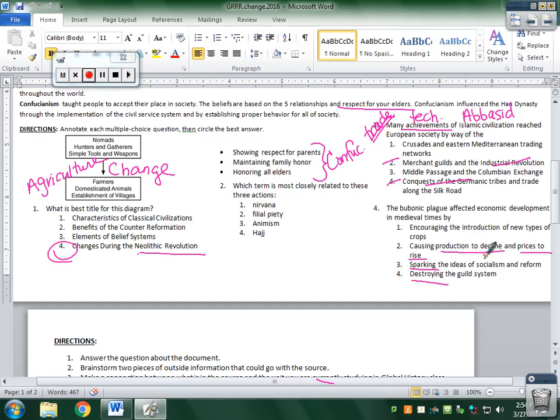So production to decline, prices to rise, sparking the ideas means to start them, destroying means to get rid of something, encouraging means to make more of it happen. So you want to pay attention to those. Remember that the bubonic plague caused a lot of death. So that meant there were less workers, right? There were fewer people to do the work. So that should lead you to your answer.